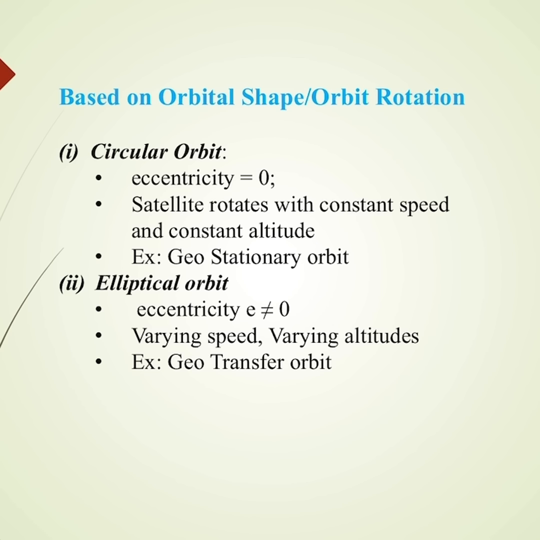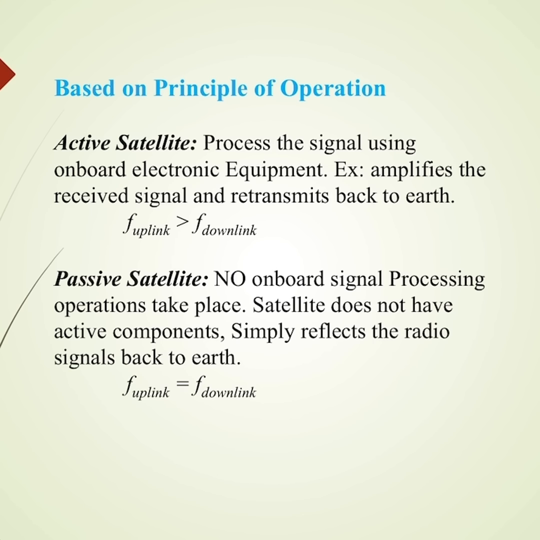Based on the principle of operation, satellites are of two types, active satellites and passive satellites. In active satellites, electronic equipment exists for signal processing. It amplifies the signal, changes the frequency of the signal, and retransmits the signal back to the earth.